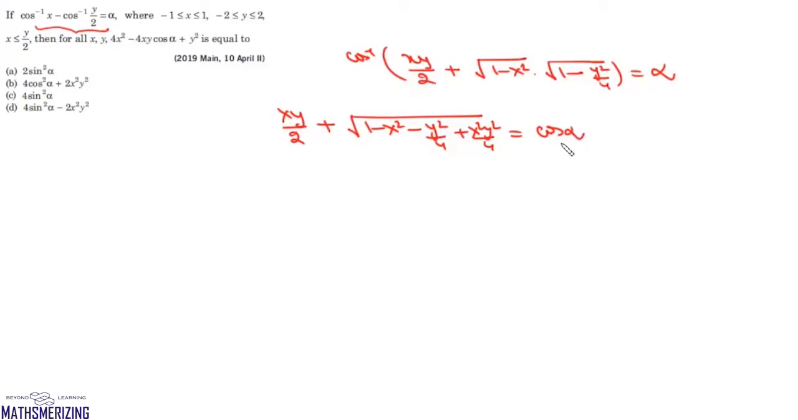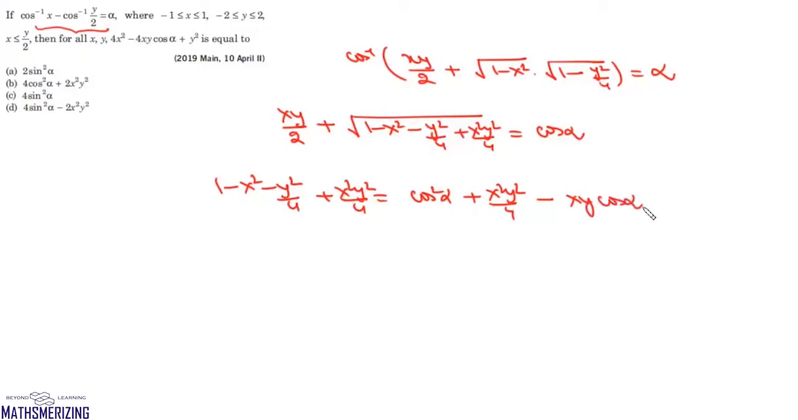Now we'll take this xy by 2 on the right hand side and we'll square. So we'll square, we'll get 1 minus x square minus y square by 4 plus x square y square by 4, and it'll be equal to cos square alpha plus x square y square by 4 minus xy cos alpha. Now x square y square by 4 will cancel.